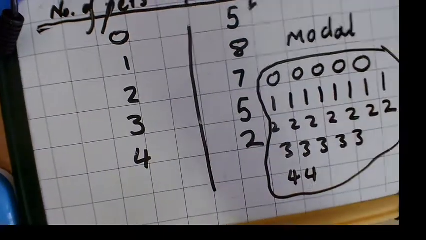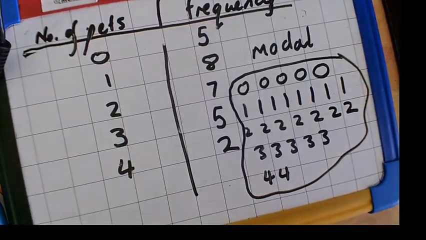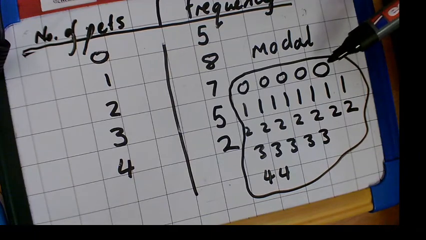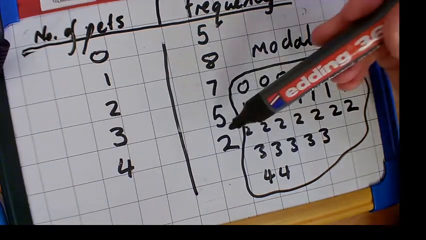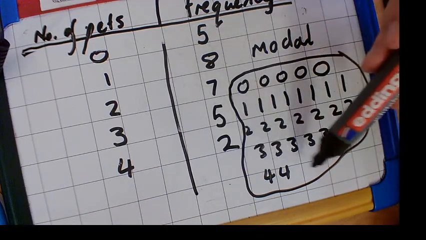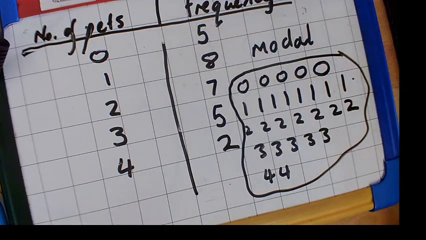Now if you look at that data, which number came up the most? Well, I had 5 of those, 8 of those, 7 of those, 5 of those, and 2 of those. That means 1 came up the most. So that's my mode, the mode is 1.